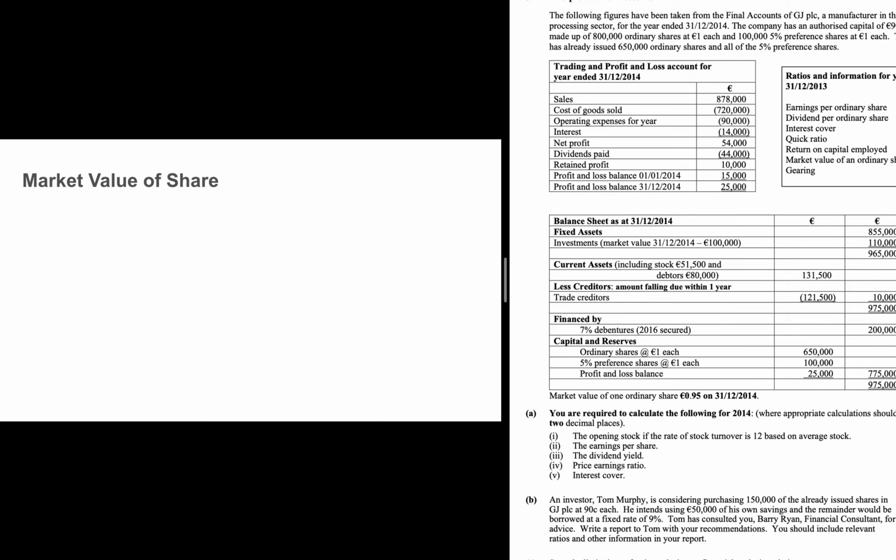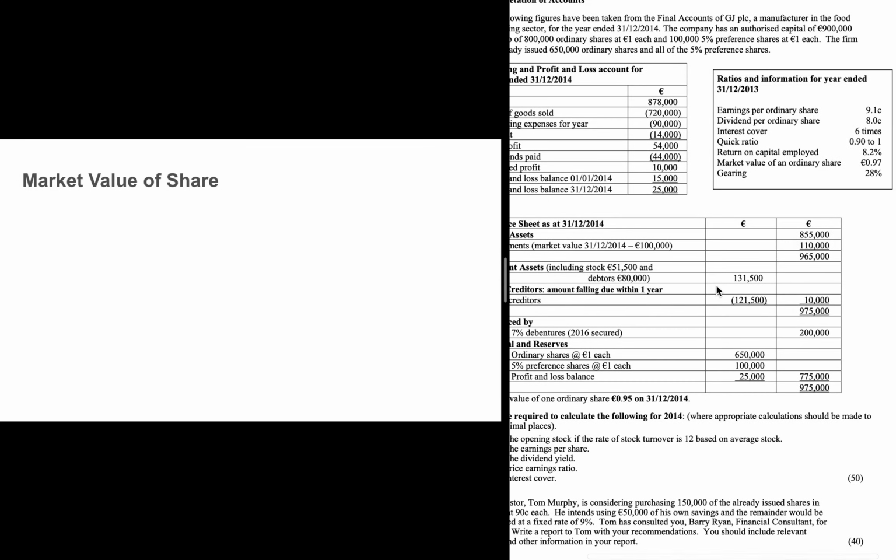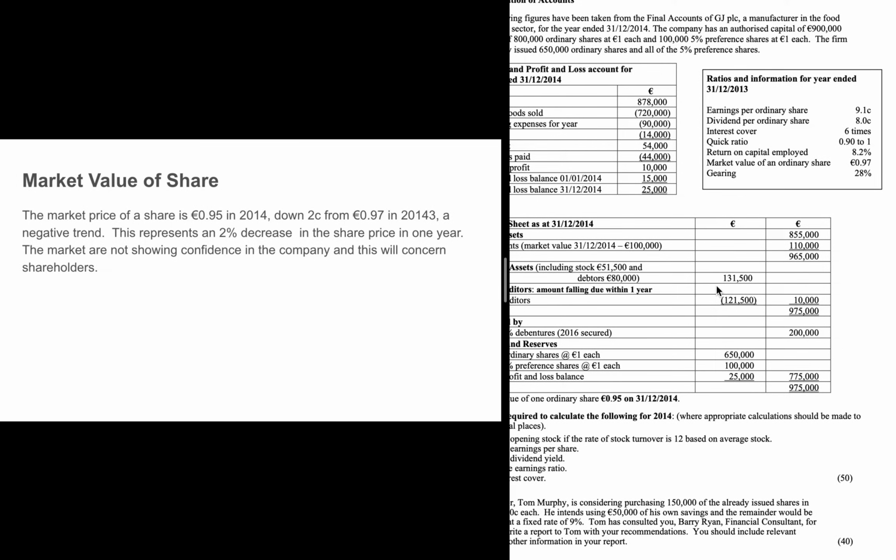Now the market value of shares. So shares have gone from 97 down to 95. Now you're getting them at a discount, and I probably should have put that in. Obviously that should say in 2013, and that's a negative trend. So it's a 2% decrease in the share price. So markets don't have confidence, and that will concern shareholders.